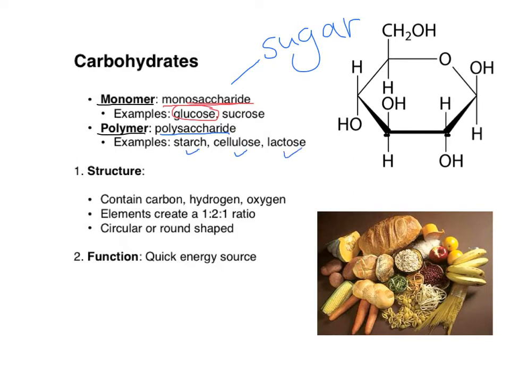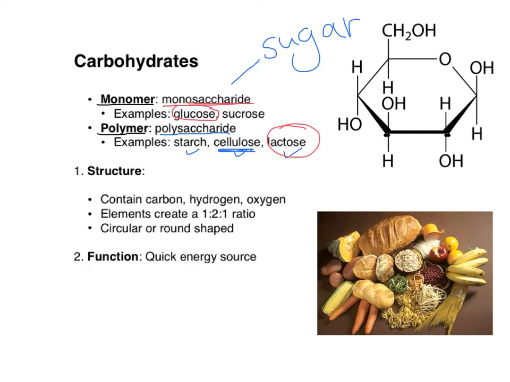Starches we're going to find in a lot of our breads and our potatoes. Cellulose is actually what you hear in vegetables when you break them and you get that crunching noise. That's cellulose. And then lactose is the milk sugar. So it's what you find in milk. And if you've ever heard someone say that they're lactose intolerant, it means that they can't break down this carbohydrate. So that's just kind of a tidbit to think about.